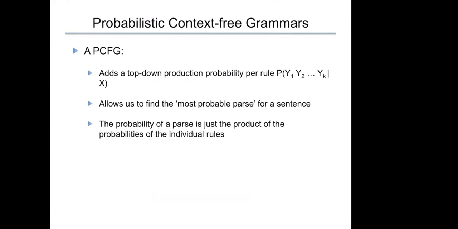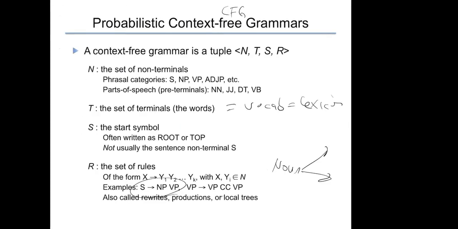So what we can do with PCFG is, if we have the PCFG defined, that means we have some probability on the rule side. The definition here was just the context-free grammar, right?